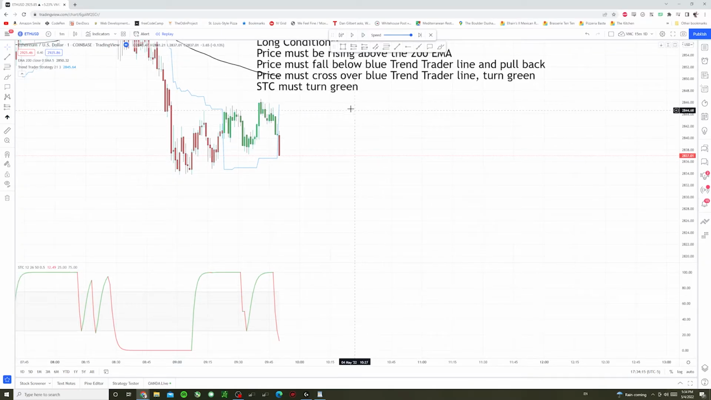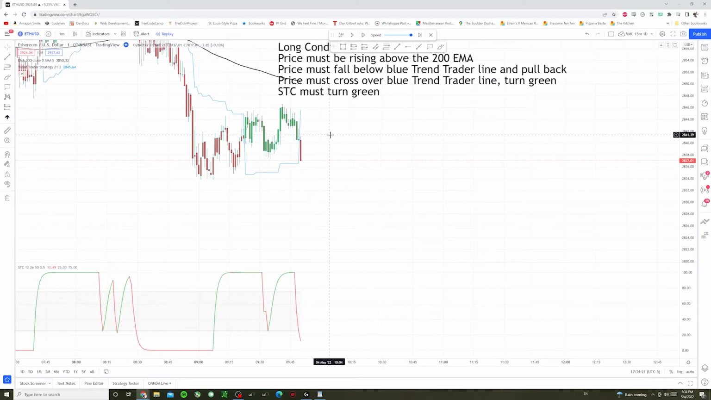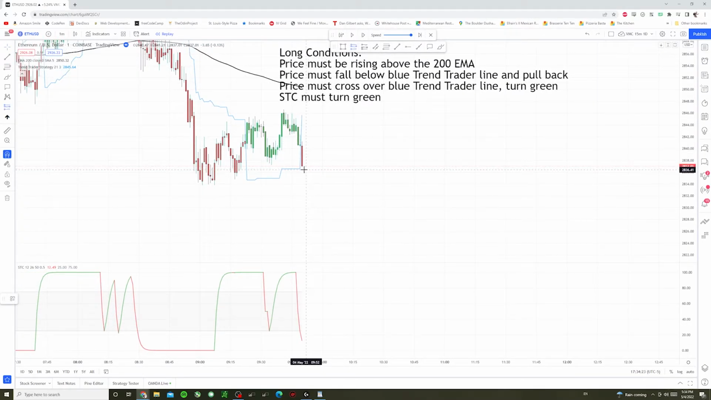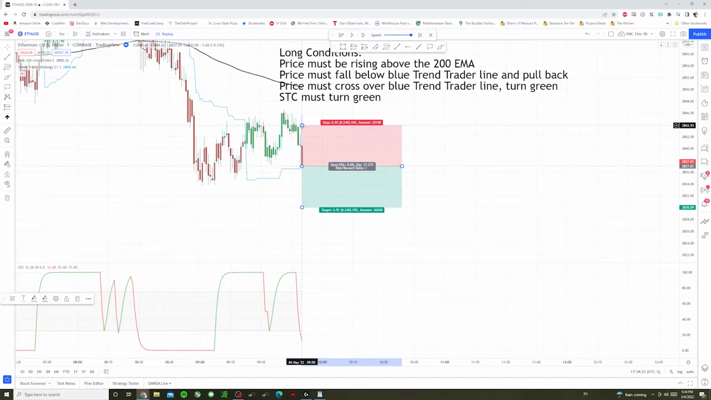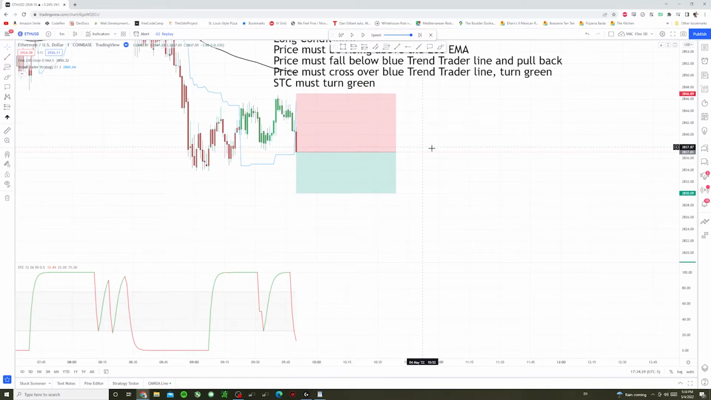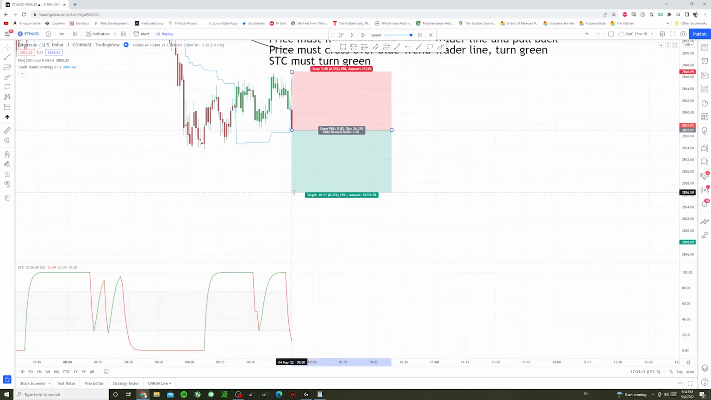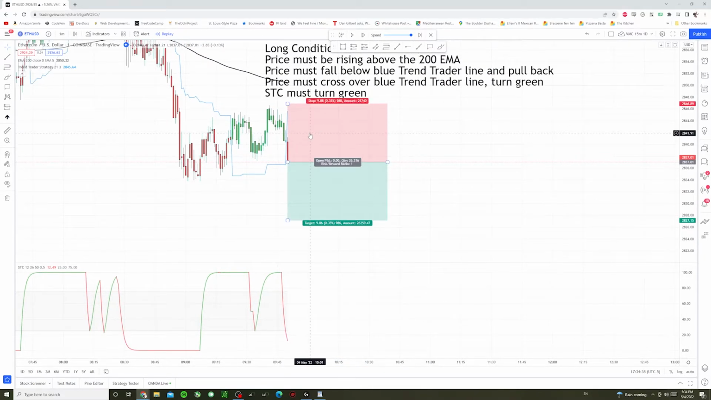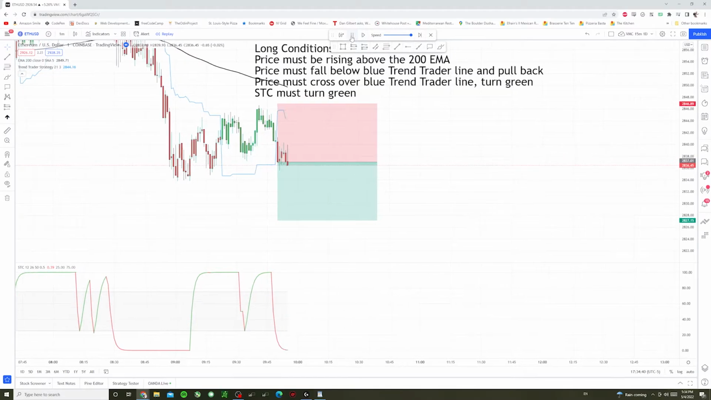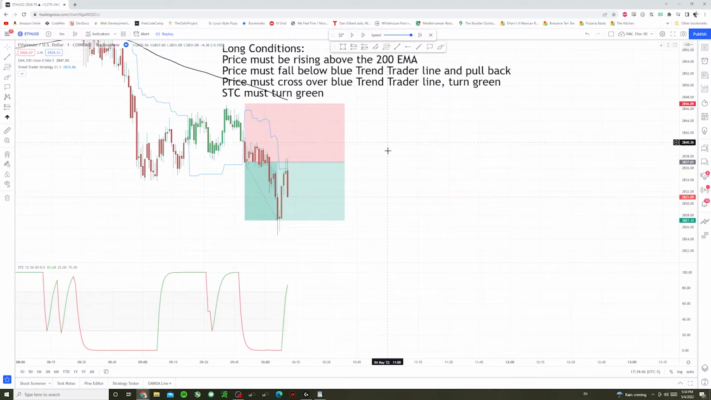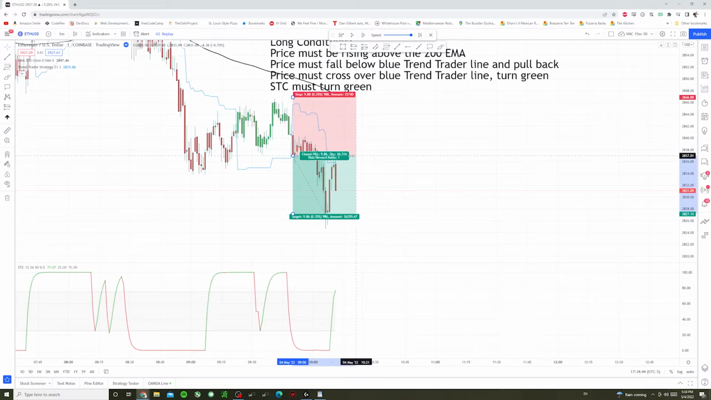There we go. Okay, and the Schaff trend cycle must turn red, and we have that happening here. So this would be a short entry signal. The stop going just above that last swing. And again, aiming 1-to-1, our only exit conditions are it hits the stop or it hits the take profit. Let's see what happens. Okay, and that's another 100 in the books.